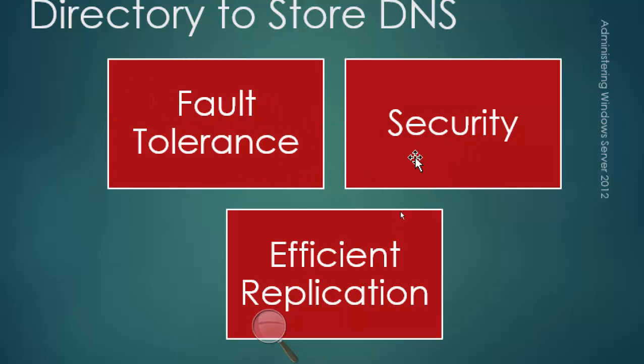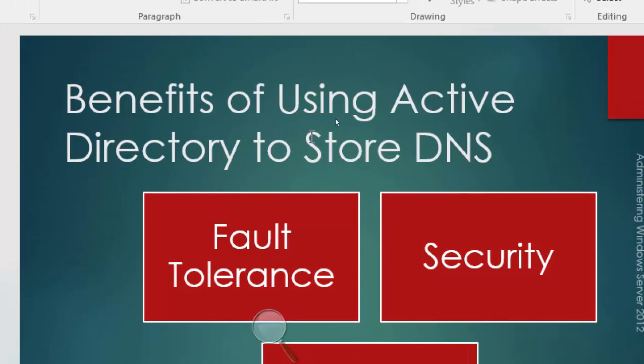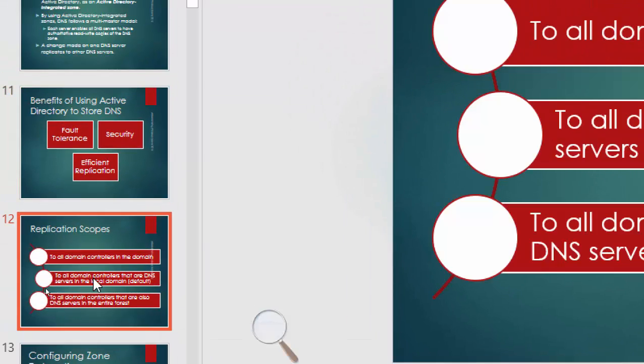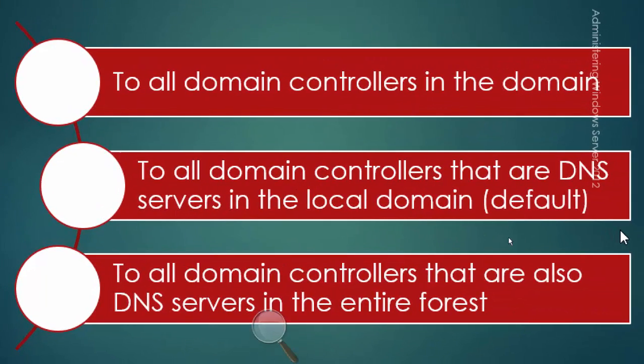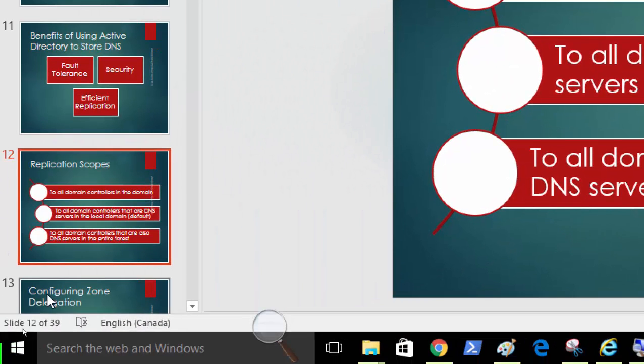So it can tolerate the fault of one domain controller crashing. Security is there too: just like Active Directory offers security, DNS is secure as well. For efficient replication, both DNS servers replicate to each other because they are integrated with Active Directory, and when Active Directory replicates, DNS replicates too. As for replication scopes, maybe there are more DNS servers in the child domain, or DNS servers across the forest, so they can replicate to all the DNS servers. This is the scope of the DNS server.